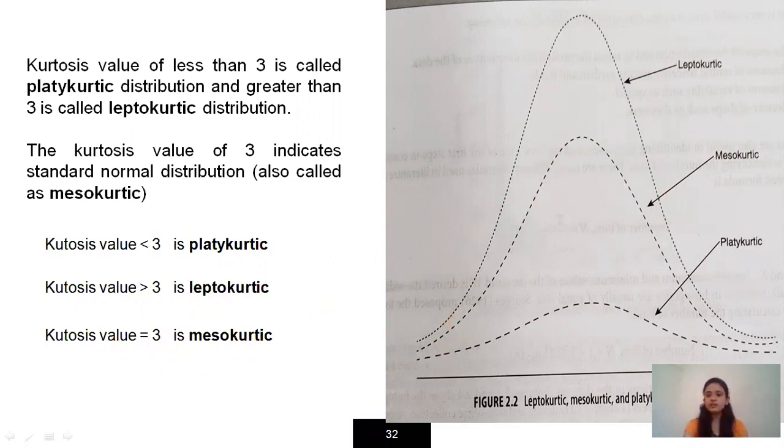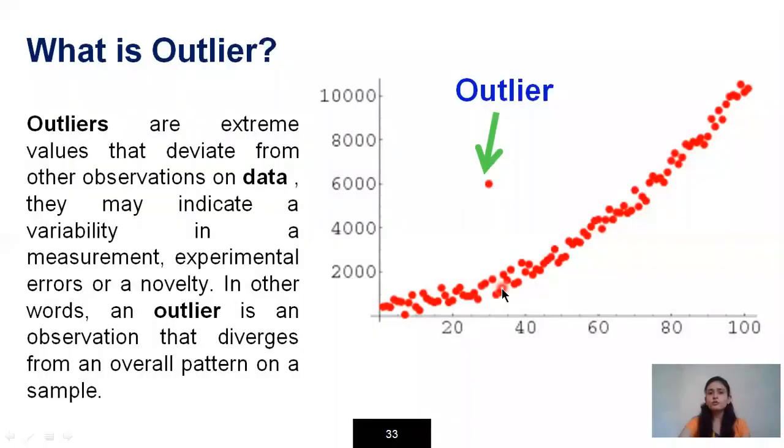This mesokurtic is like the normal distribution. It is near to the normal distribution, that is, the standard normal distribution. So this kurtosis is related to the tail portion. If the tail portion is very large, then you can say that there are many outliers in your distribution. So the question is, what is an outlier?